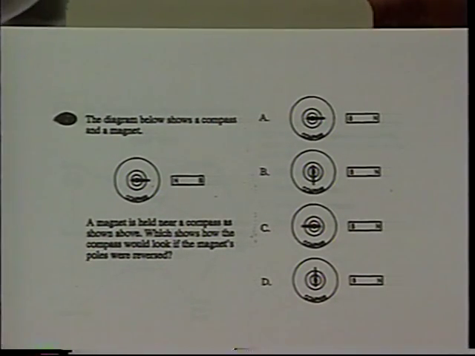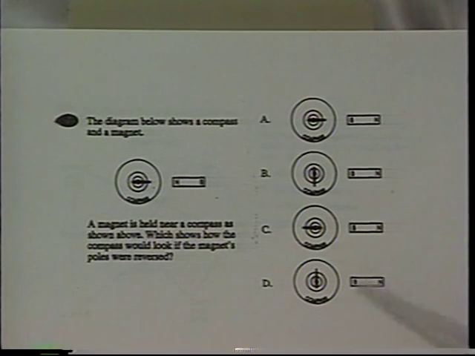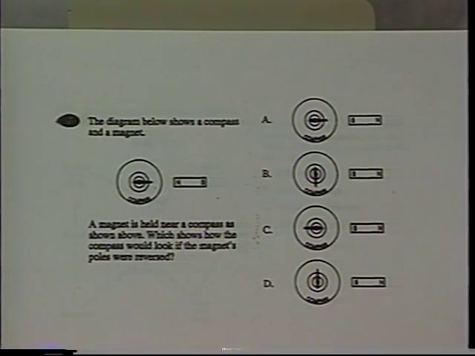Whose is this one? David's. All right. The diagram below shows a compass and a magnet. A magnet is held near a compass shown above. Which shows how the compass will look if the magnet's poles were reversed? A, B, C, or D. Which one do you think it is? Since the compass points north because the magnet is on the north, so south and north.